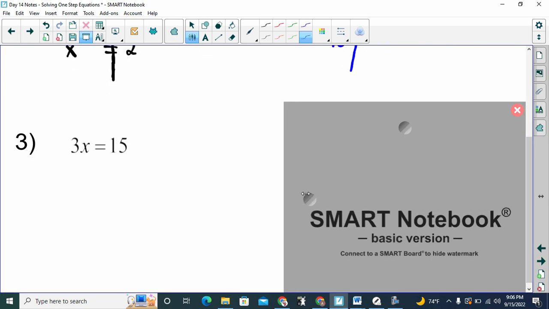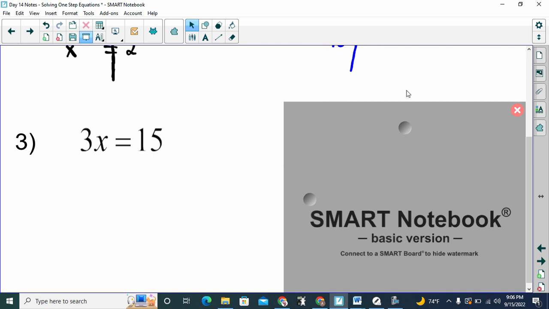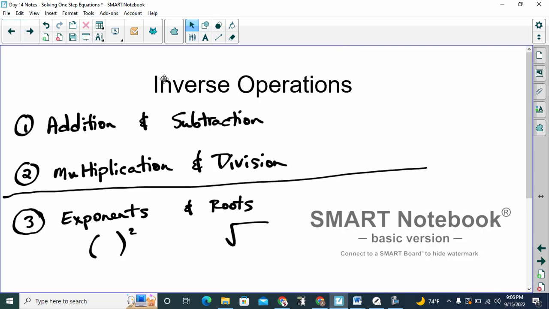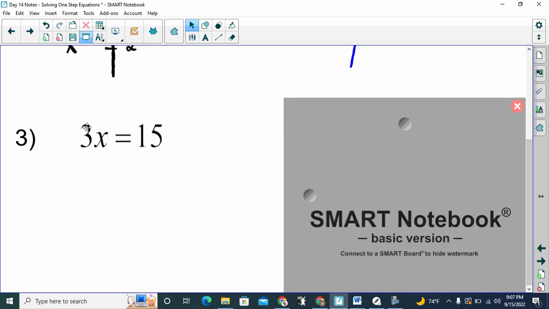Number 3. Example 2, part 3 says 3x equals 15. Hopefully we remember, if I have a number next to a variable and there's no symbol in between, this means 3 times x. That's multiplication there. We are multiplying 3 times x equals 15. Well, we previously said that the inverse of multiplication is division. So to cancel out this multiplication, I am going to divide both sides.